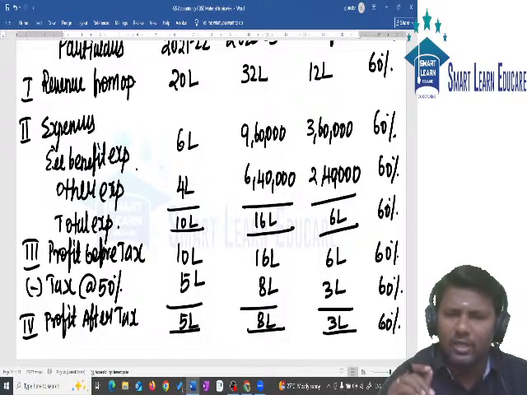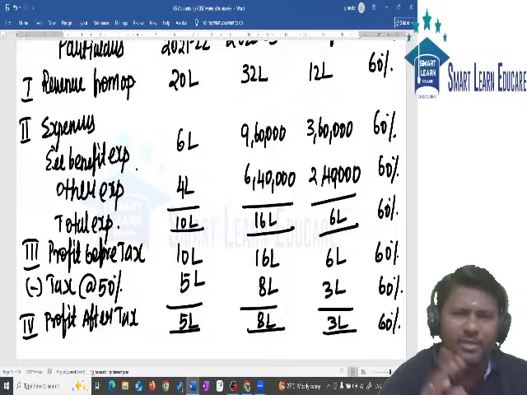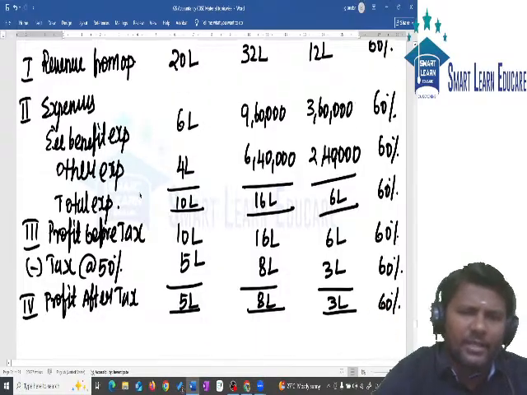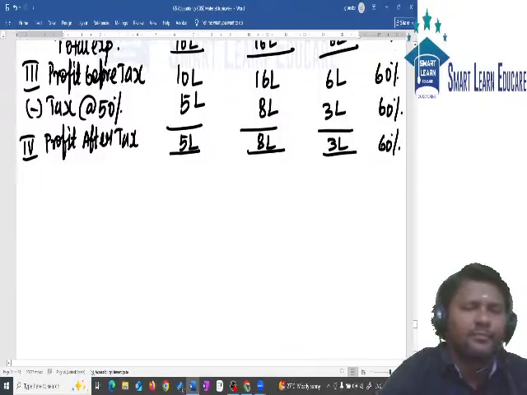You have only two types of question. Either they will ask common size or they will ask comparative. This is comparative. We will compare the last year information with current year information. The increase or decrease we will express in terms of percentage. That is about what a comparative financial statement means.